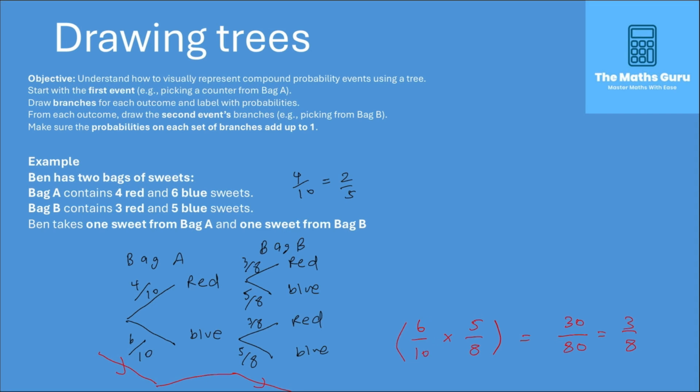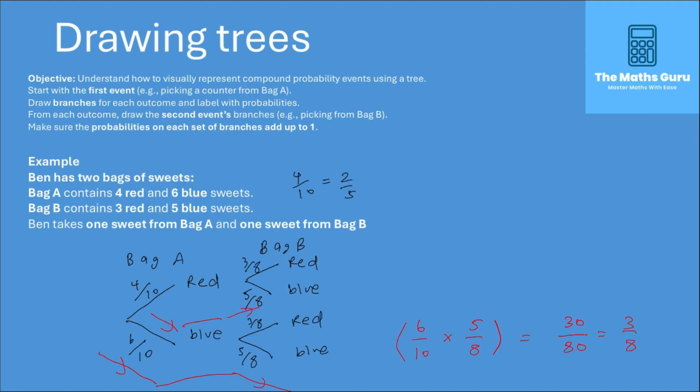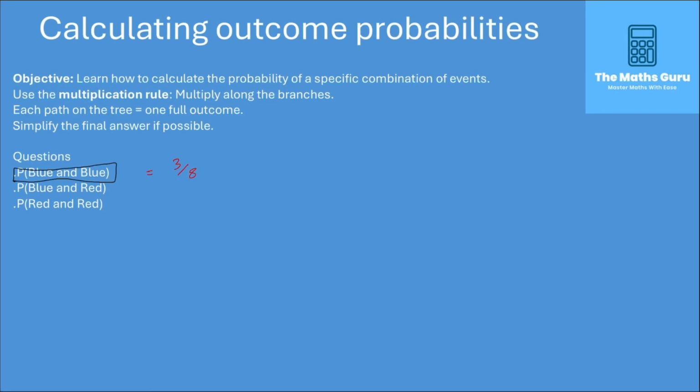Now, the probability of blue and then red is going to be 6/10 times 3/8, because we're following along the path and multiplying our branches. We get 9 over 80. And can that be simplified? I don't believe it can. So this is going to be 9 over 80.